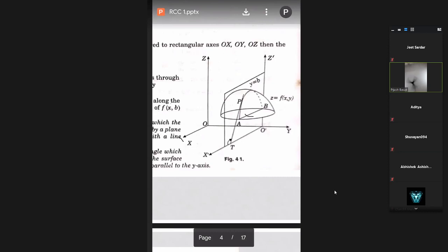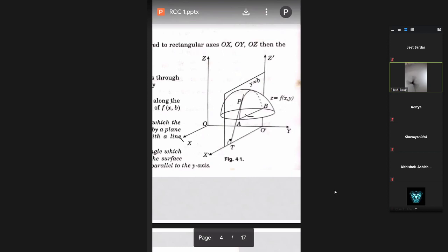Y is equal to b, y is equal to 2, is equal to 3. Just cut this z is equal to f(x,y). You will get a semicircular area, and the tangent at a point will give you the geometrical concept. You are finding del z del x, del z del y.